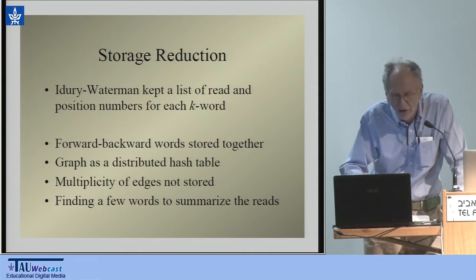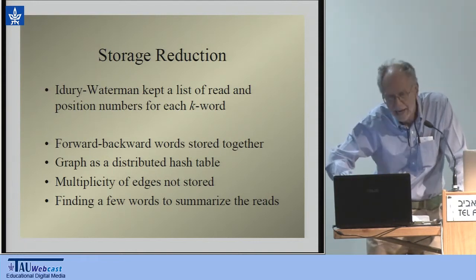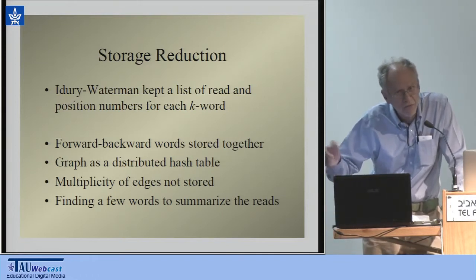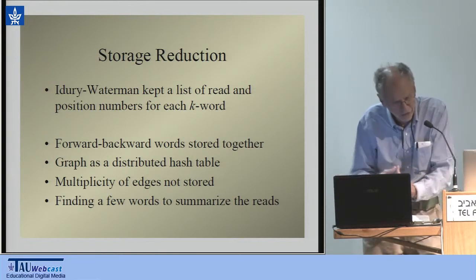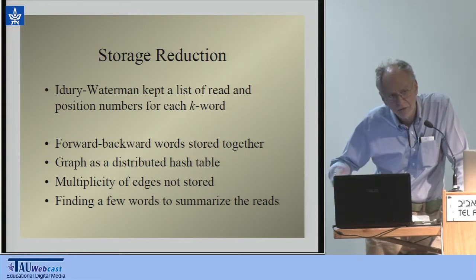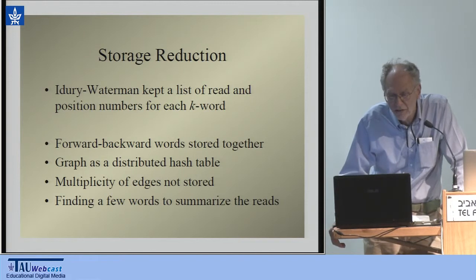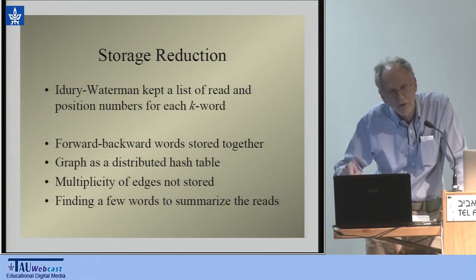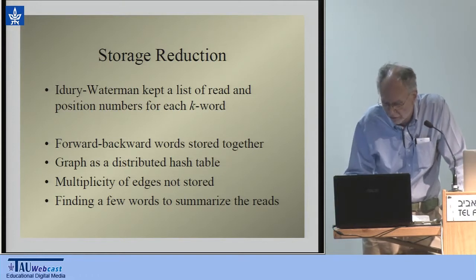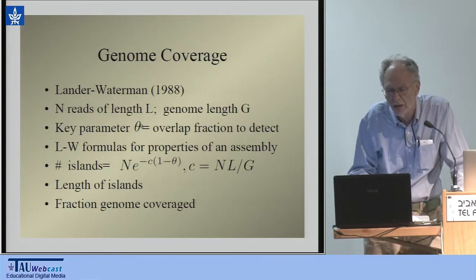So people have then come on to this new solution and added really smart things about storage. For one thing, the forward, backward, this reverse complement thing, they store those together. They keep the graph as a distributed hash table. They forget the multiplicity of edges, and try to attain a few words to summarize the K-words to reduce the storage requirements. So there's all kinds of stuff going on here now. Again, a response to this huge data thing.